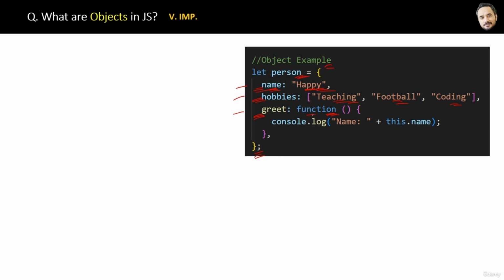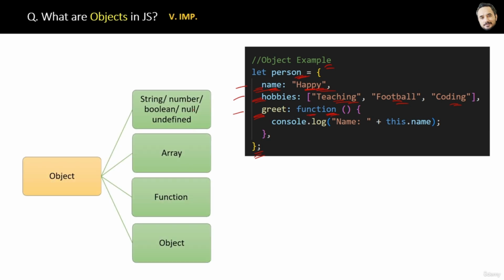Okay. And here is the list of the types you can assign to the properties of an object: string, numbers, arrays, functions. Also, you can assign a child object to the parent object. We call them what? Nested objects.